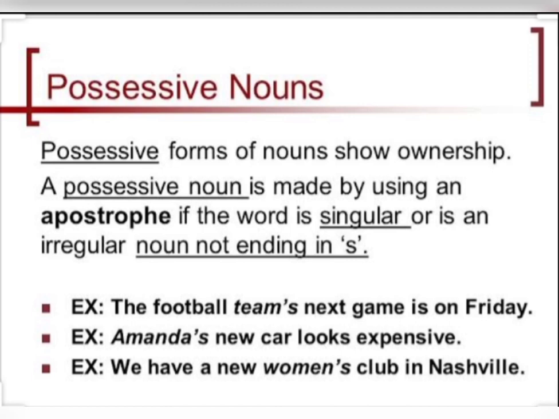Whose car is it? Whose car looks expensive? Amda's. Third example, we have a new women's club in Nashville. Here, women's club. Whose club is it? Women's. It means possession of so many women. So here we learn possessive means ownership and we use an apostrophe after a singular and plural.